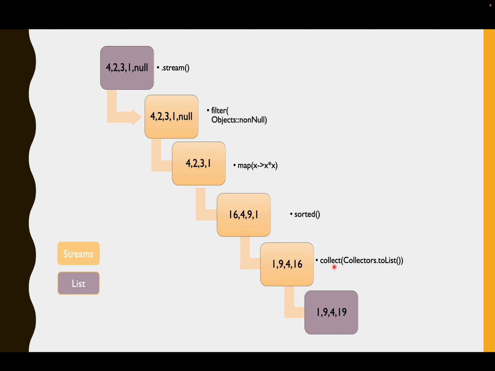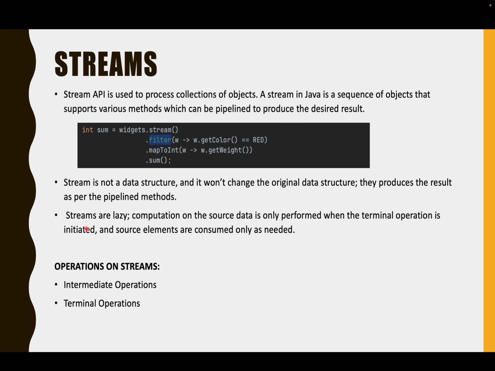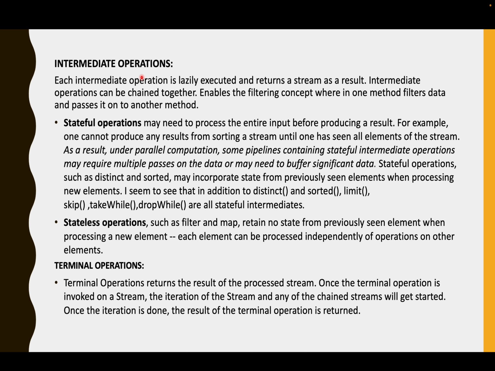Here, we are collecting this stream of elements into a list, and if we assign this to a list variable, then that list will have 1, 9, 4 and 19, but the original data structure will remain the same. Also, streams are lazy, and the computation on the source data is only performed when the terminal operation is initiated. We will see this point later in the slides when we discuss intermediate operations and terminal operations. What are intermediate operations?